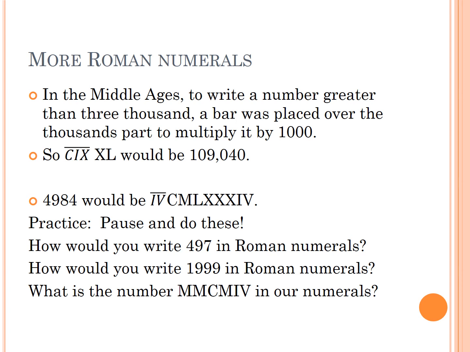80 would be 50 plus 60, 70, 80. So 50 plus 10 plus 10 plus 10, and then 4 is IV. So here's some more problems for you to try, and we should put the answers in the next slide.